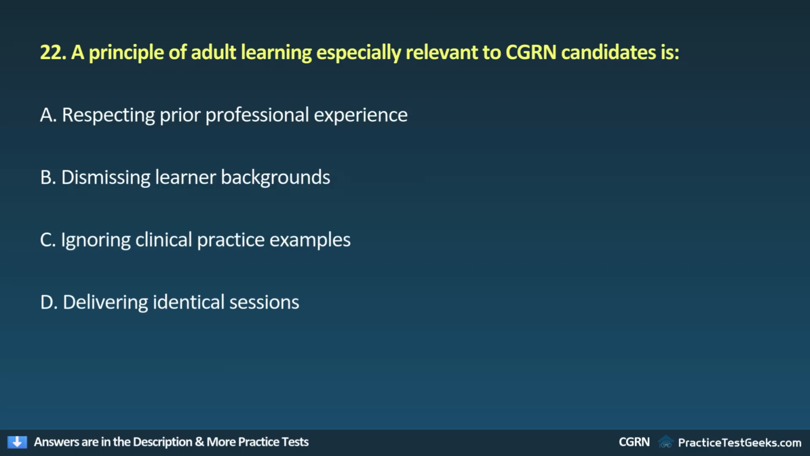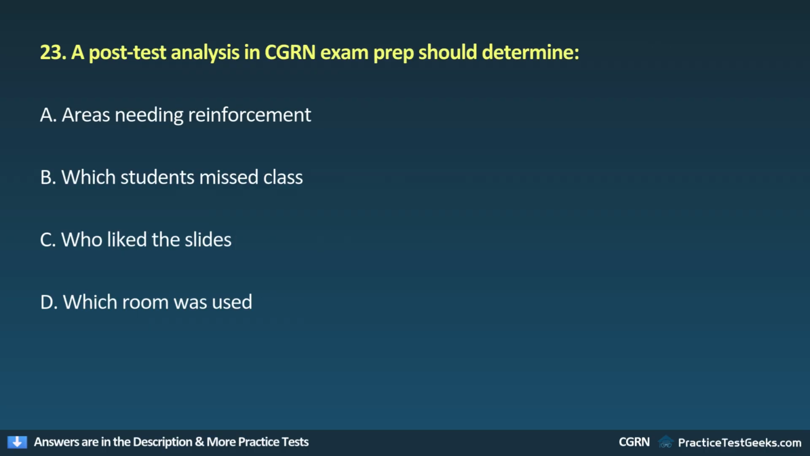22. A principle of adult learning especially relevant to CGRN candidates is A. Respecting prior professional experience. B. Dismissing learner backgrounds. C. Ignoring clinical practice examples. D. Delivering identical sessions.